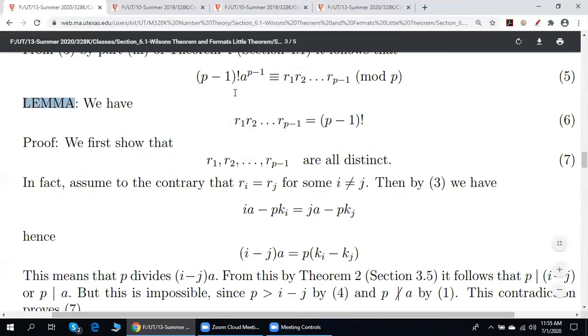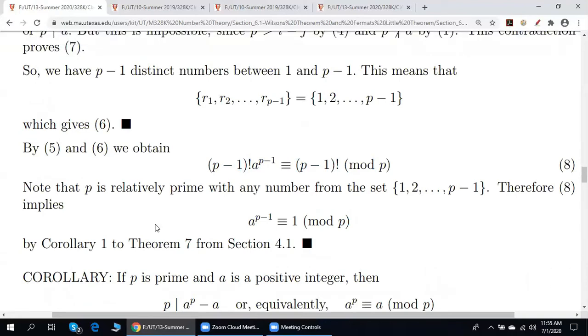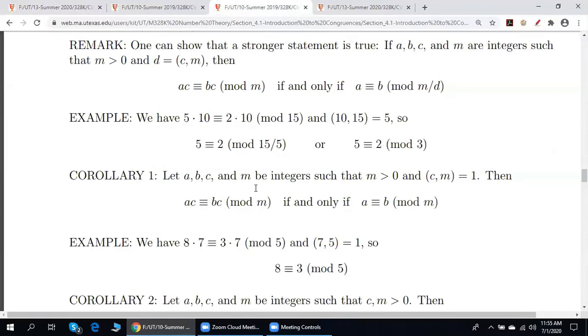Here's what we do next. By this lemma, this product, which is over here, is equal to P minus 1 factorial. So if we replace this by this, we get this. Here is what we do next. Let us go back to corollary 1 to theorem 7. Here it is. Corollary 1 says the following.